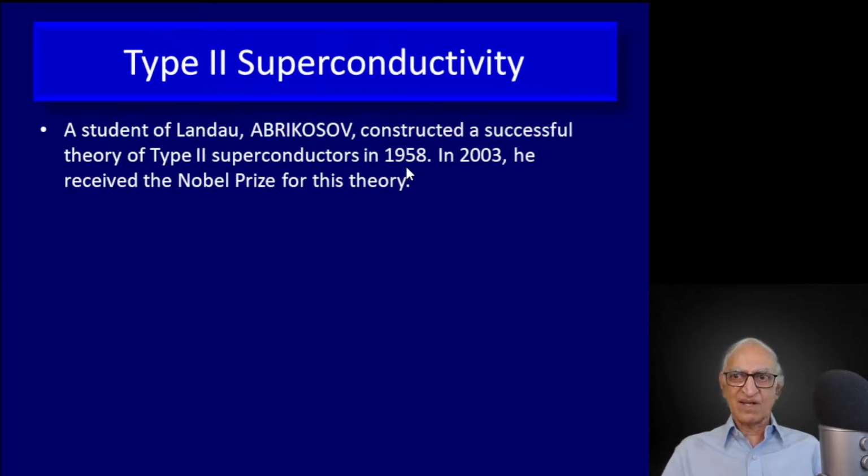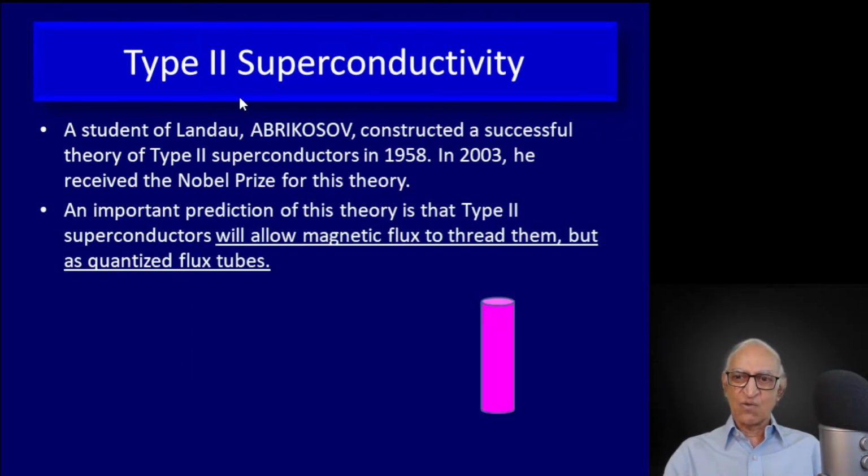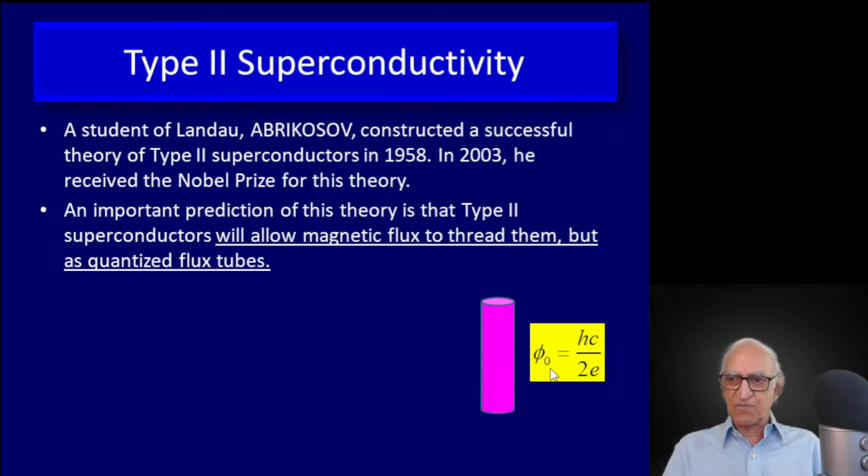But long after Landau died, the paper was published, and in 2003, Abrikosov received the Nobel Prize for Physics for this extraordinary discovery. Now, what Abrikosov showed in the paper in 1958 is that type 2 superconductors will allow magnetic flux to penetrate through it as long as it does so as quantized flux tubes. Just as we had quantized vortices, you have quantized flux tubes.